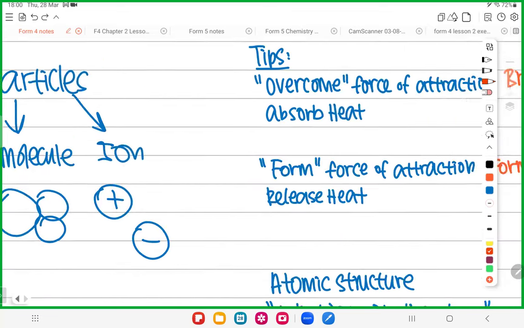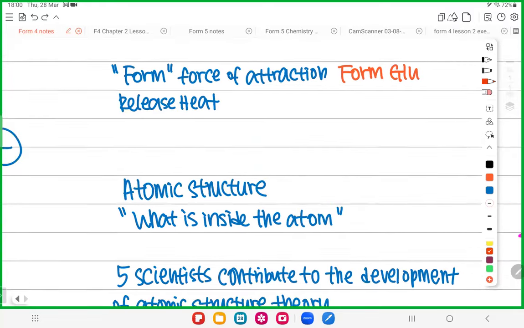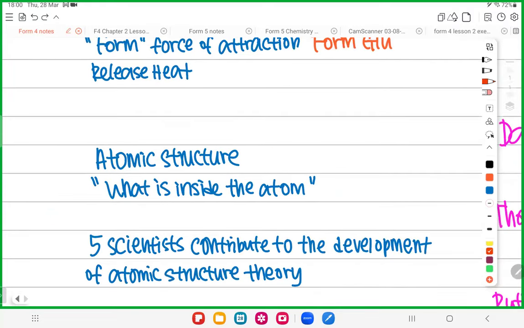First of all, we need to understand there are a total of five scientists who made contributions to the development of atomic structure theory. These five scientists worked very hard to tell us what we have inside the atom. I'll spend about 10 minutes to tell you the whole story of these five scientists. Then I'll teach you how to memorize what they say.